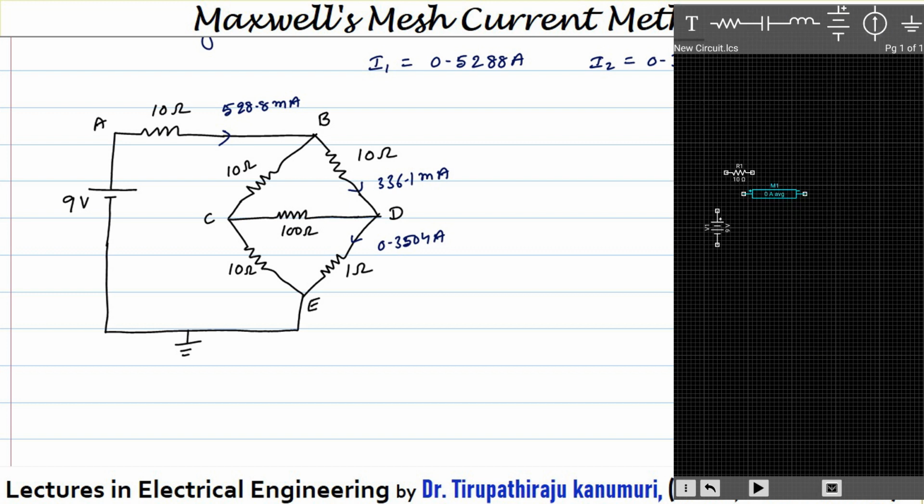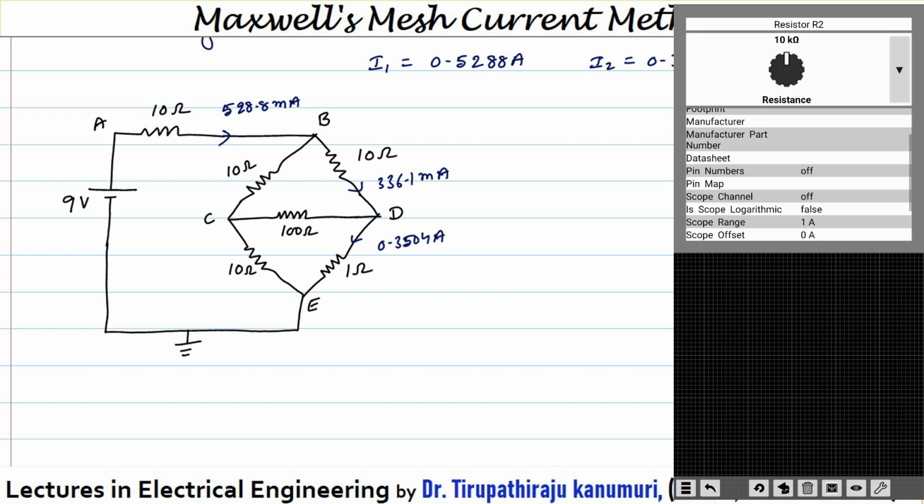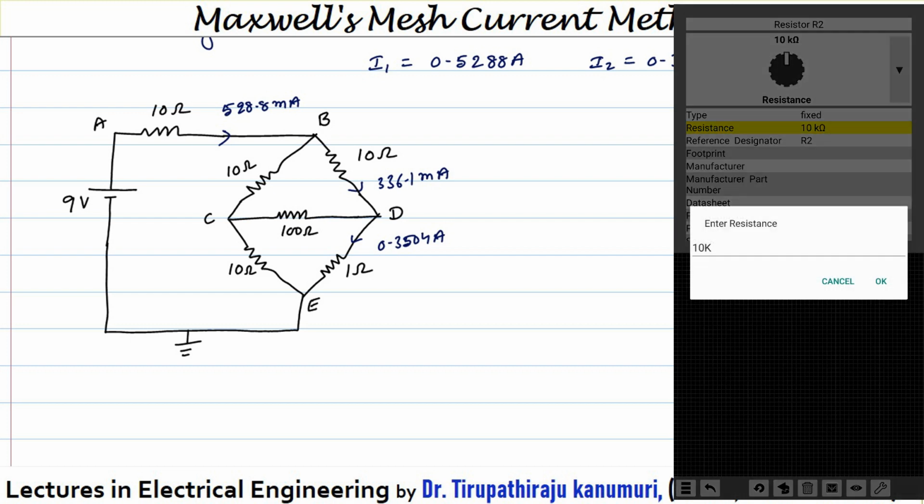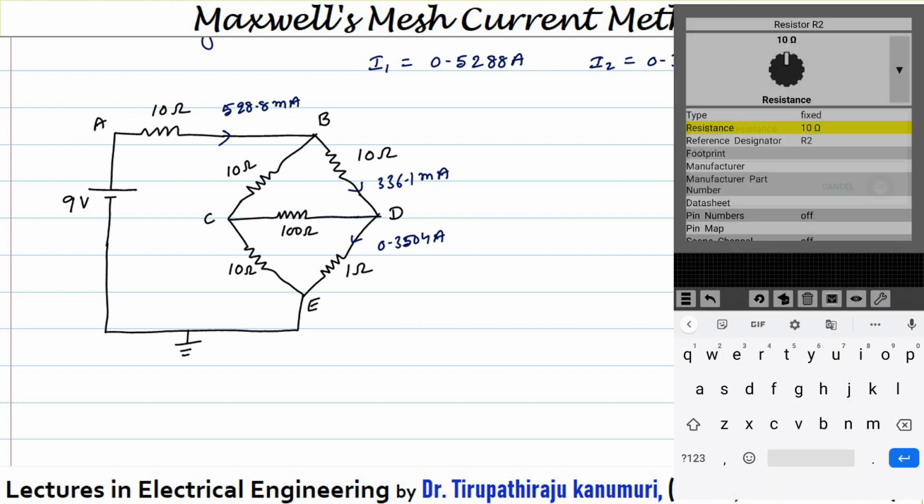So no problem. Now coming to the bridge circuit. In the bridge circuit there are two 10 ohm resistances. I am just rotating it, and this one I am keeping here. The value of this resistance is 10, so I have changed it to 10.